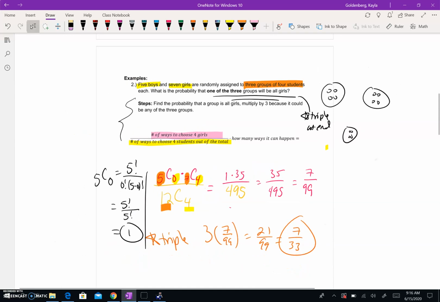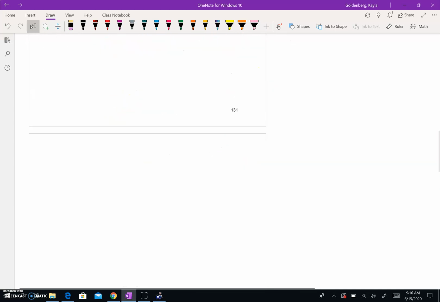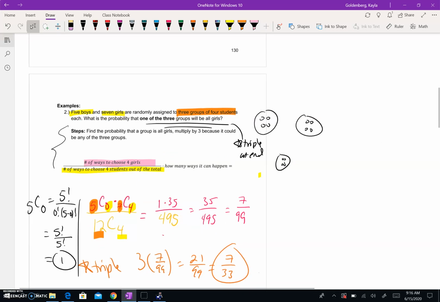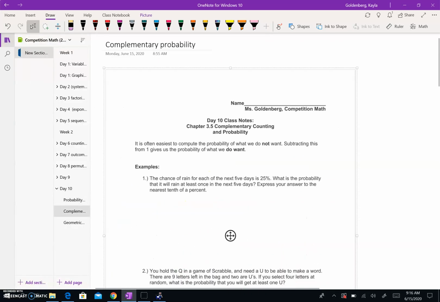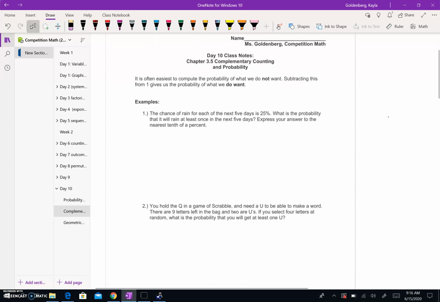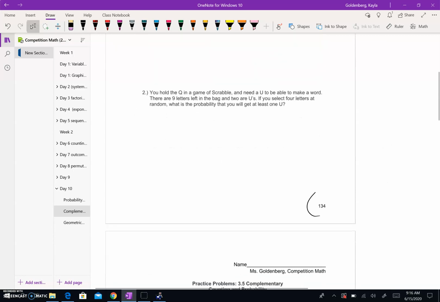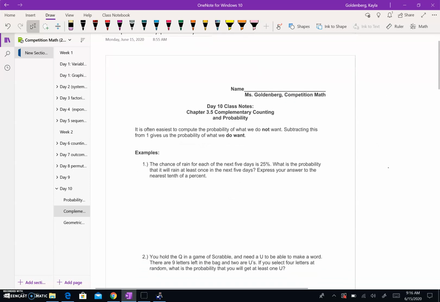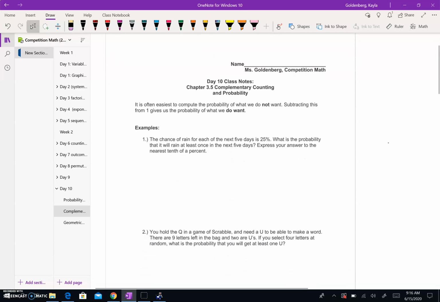Okay, so the next page on 132, these are practice problems that we're going to do tomorrow. What you're going to do is move on in the next video. We're going to be moving to our complementary counting. So we're going to do another mini topic. It begins on page 134 of our week 2 course packet. Okay, so I'll see you guys in the next video.